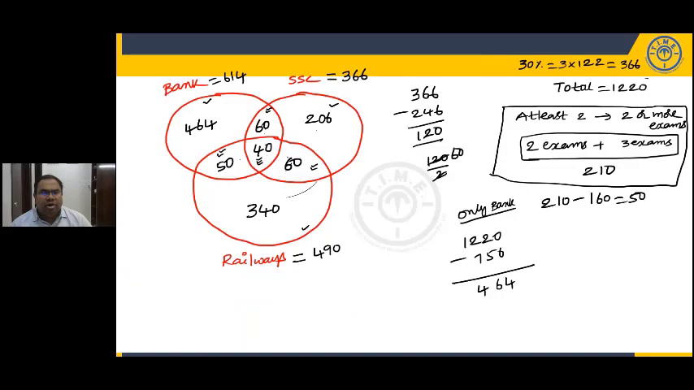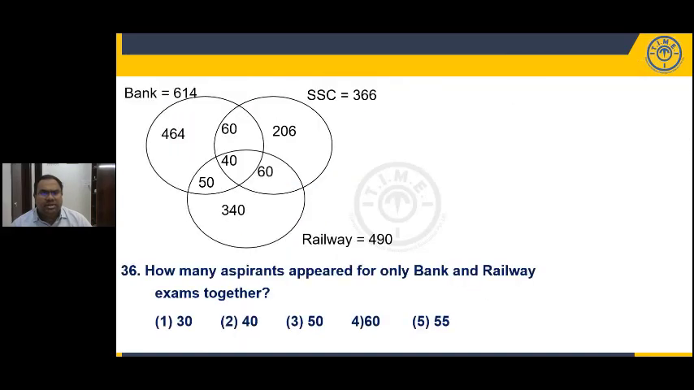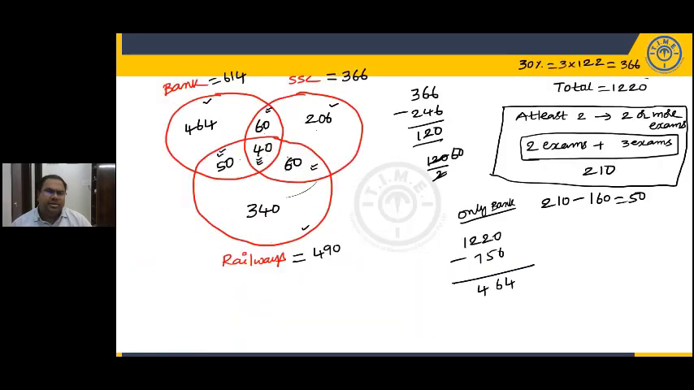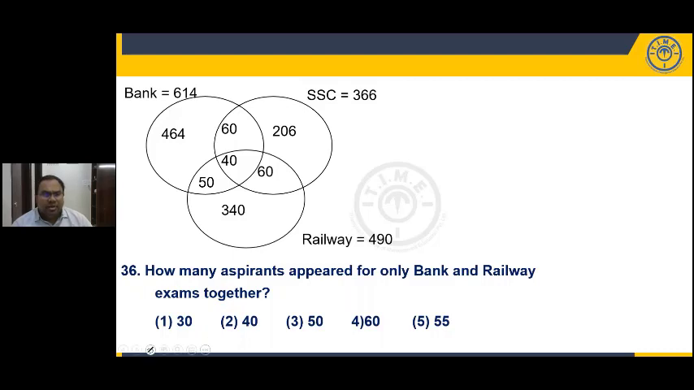Any questions you can ask me. I have copied the same Venn diagram here: 464, 60, 206, 50, 40, 60, 340, 614, 366, 490. Any questions now? Correct, 464 bank. Hope this is clear, all of you. Once this is clear, you can solve the questions. What is important in this particular set is solving the questions, getting the data. Once you get the data, you can solve the questions easily. There is nothing great in questions.